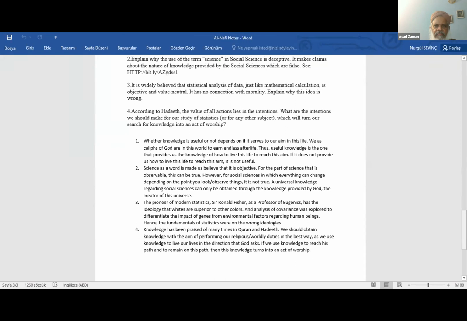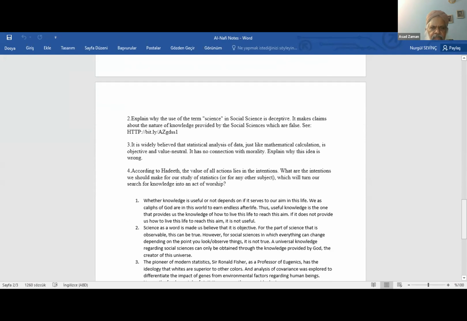So whether knowledge is useful or not depends on if it serves our aim in this life. We as caliphs of God are in this world to earn the endless afterlife. Thus, useful knowledge is the one that provides us the knowledge of how to live this life to reach this aim. If it doesn't provide us how to live this life to reach this aim, it's not useful. Very good.